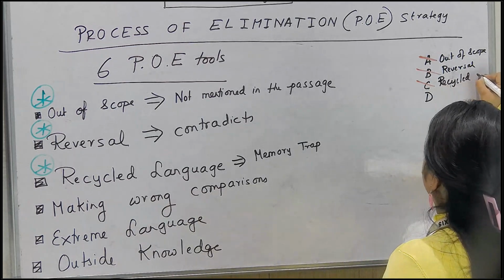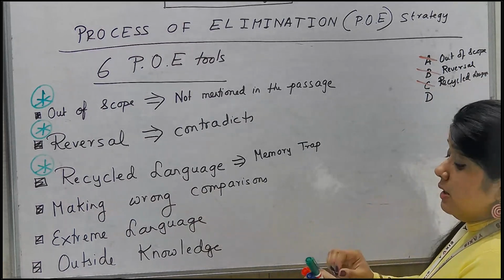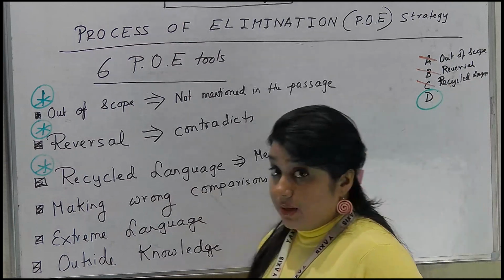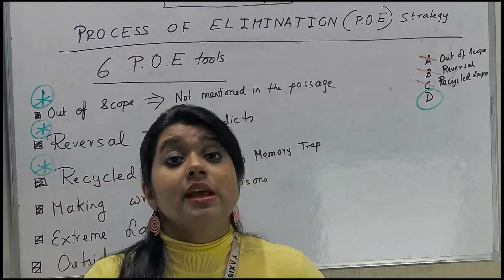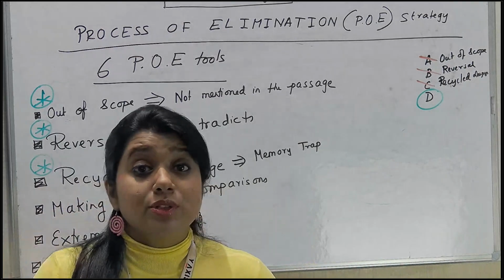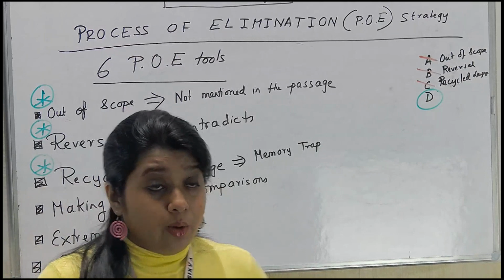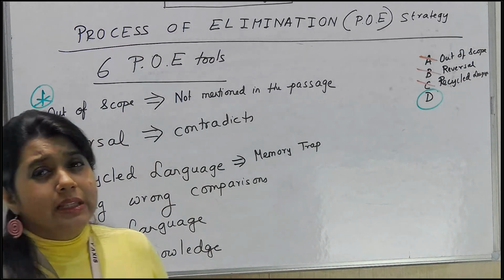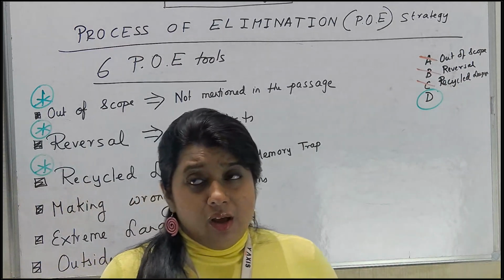Now, whatever you are left with, you have to embrace and accept, right? Maybe when you looked at D for the first time, you never thought that this could be correct. But this is how your process of elimination rule has helped you. The POE tools have helped you to be down to one correct answer. Now look at it. Making wrong comparisons, extreme language, outside knowledge. These are the POE tools which are not that commonly used.